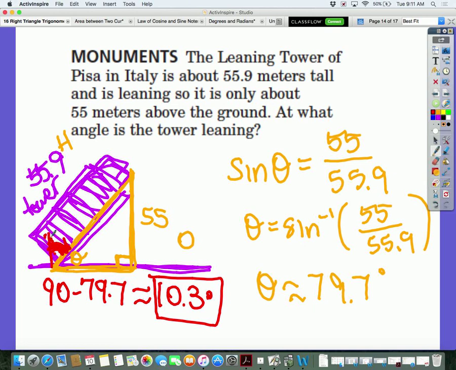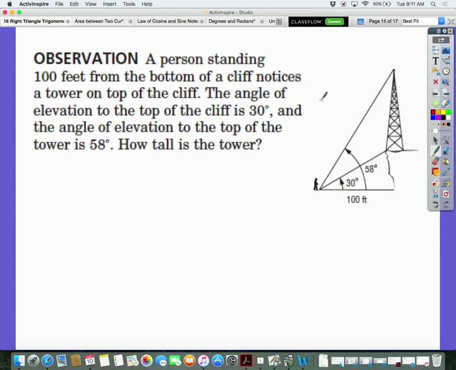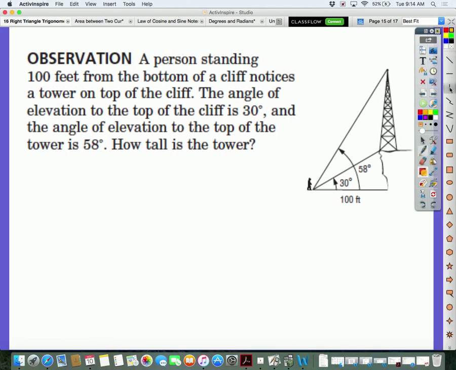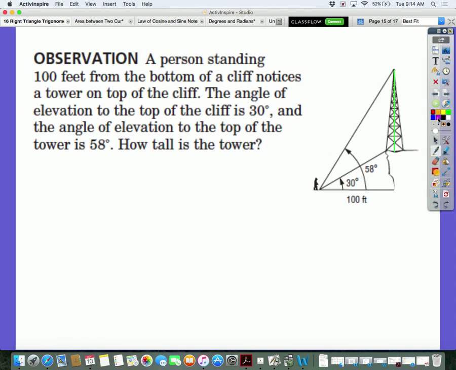Okay, look at your next example. I don't know what happened with the notes, but the picture didn't make it onto your notes, so go ahead and draw that in. You're looking for the height of the tower. How tall is the tower? That's what you're looking for.